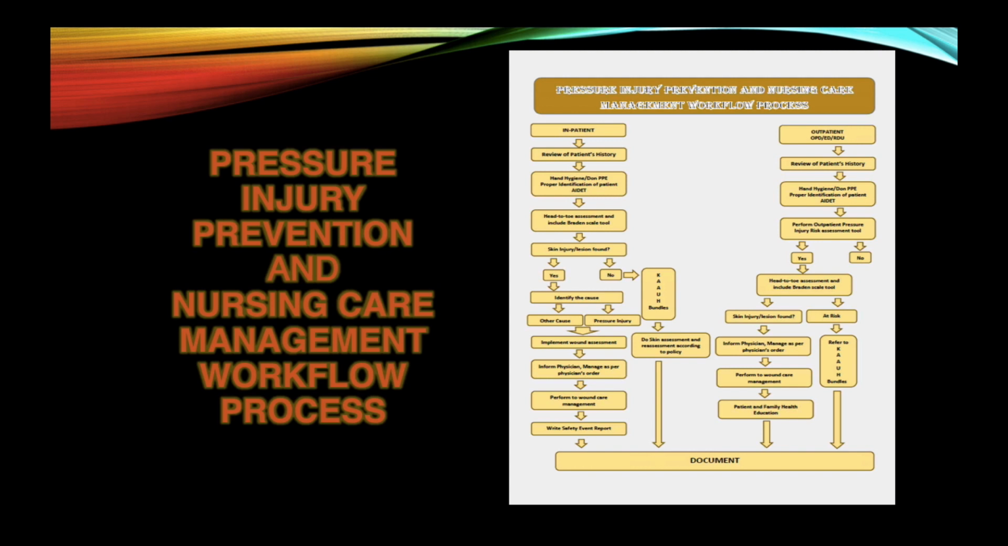For outpatient, which includes OPD, ED, and RDU, first you need to review patient history. Then, perform hand hygiene. Don your PPEs and identify your patient. After that, use our outpatient pressure injury risk assessment tool. If any of the questions is yes, perform head-to-toe skin assessment and include Braden Scale tool. Check if there is a skin injury or lesion.